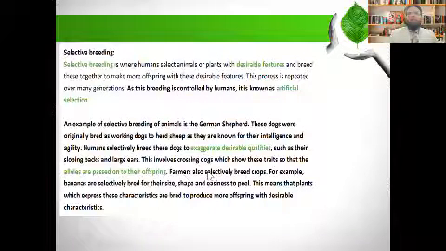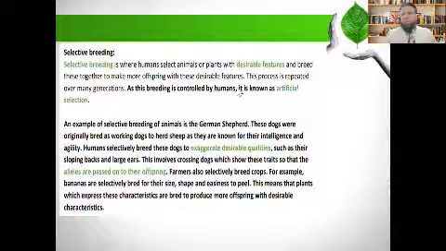Another example, see, farmers also selectively breed crops. For example, bananas are selectively bred for their size, shape, and ease of peeling. This means that plants which express these characteristics are bred to produce more offspring with desirable characteristics. So this is the last topic, topic number 18.